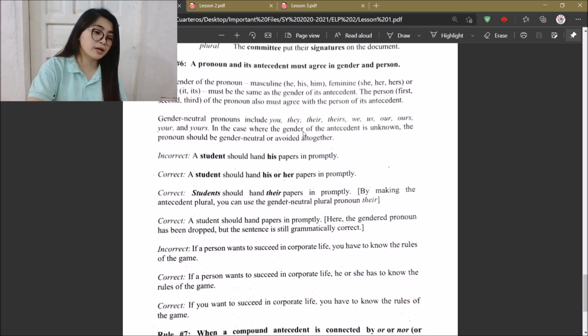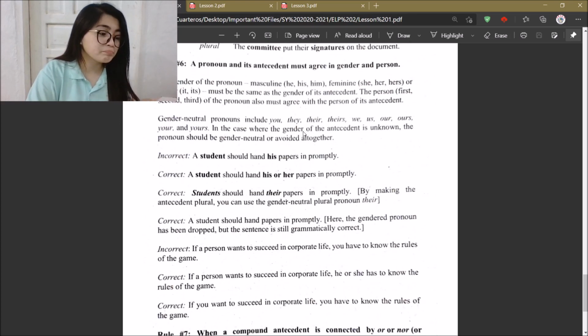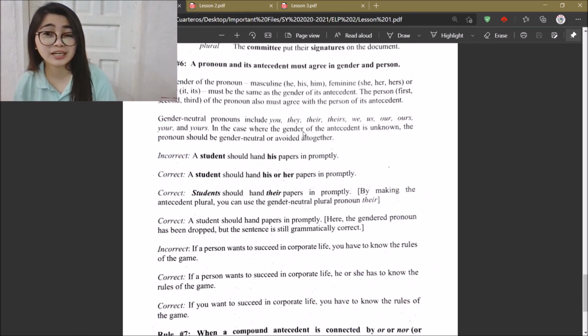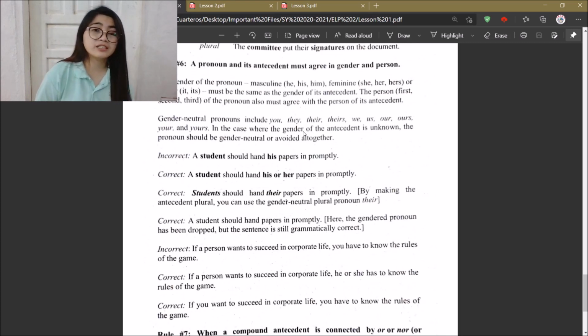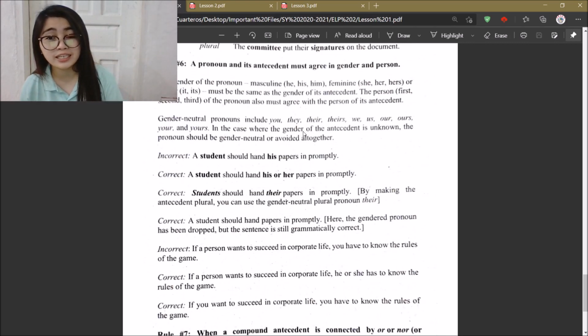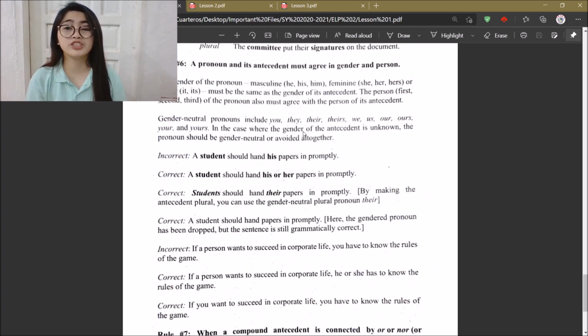Next, we have rule number 6. A pronoun and its antecedent must agree in gender and person. So the gender of the pronoun, masculine: he, his, him. Feminine: she, her, hers. Or the neuter: it or its. It must be the same as the gender of its antecedent.